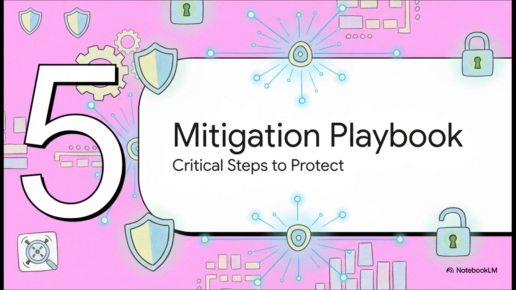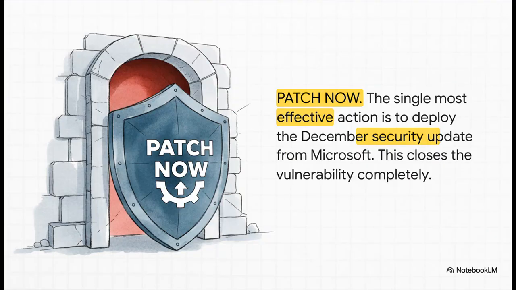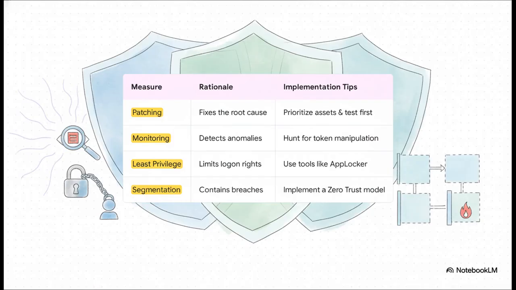All right, we've gone through the threat, the impact, and how the attack works. So now let's get to the most important part, what you need to be doing about this, like right now. Honestly, if you take away only one thing from this, let it be this. The single most important, most effective action you can take is to deploy the security update that Microsoft released. You have to patch. It closes the door on this vulnerability completely, period.